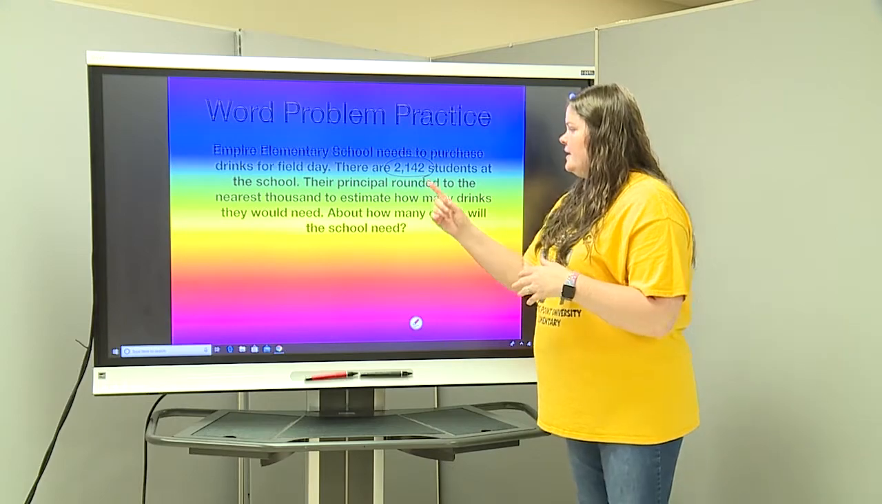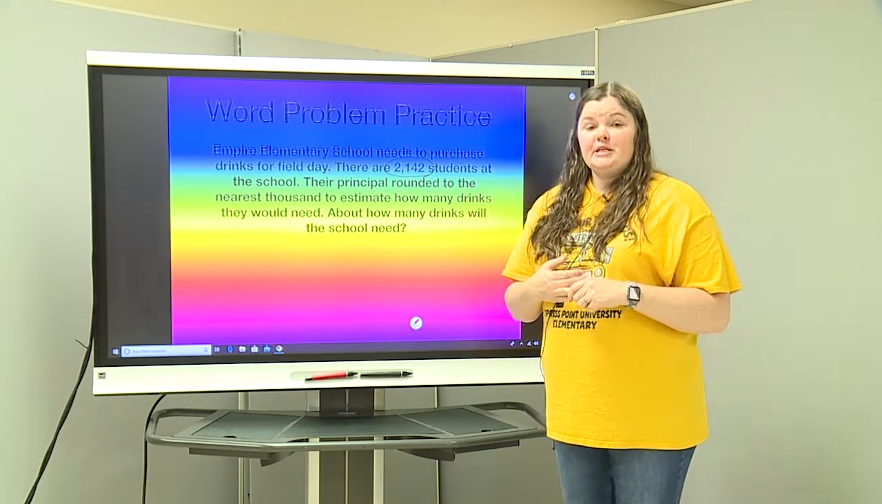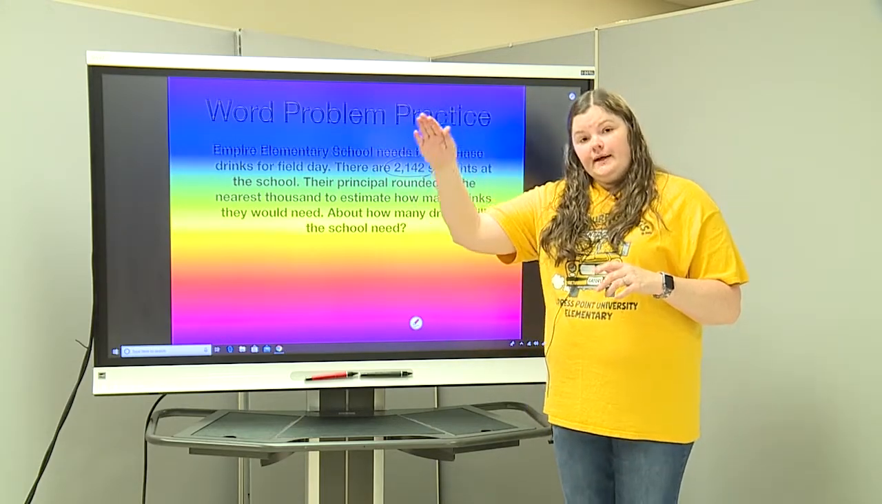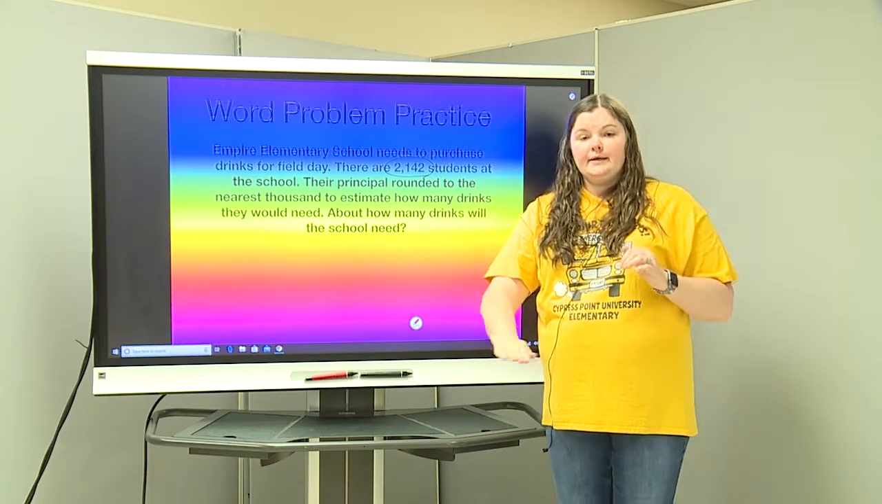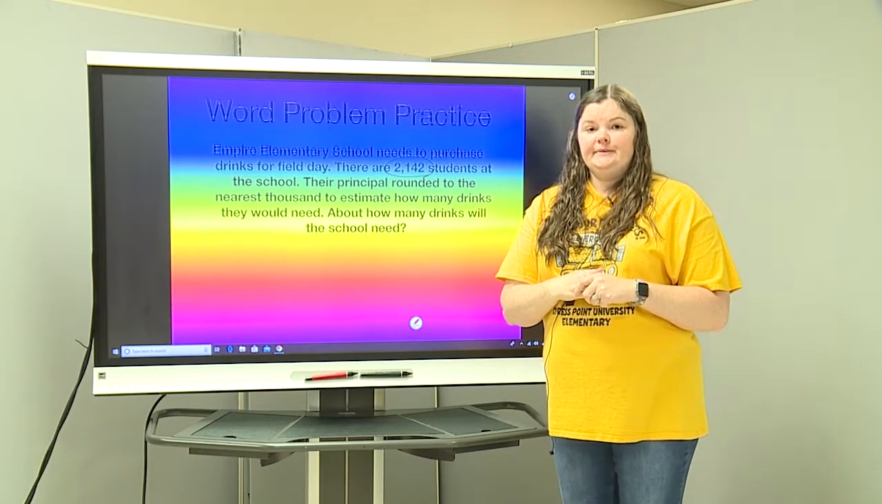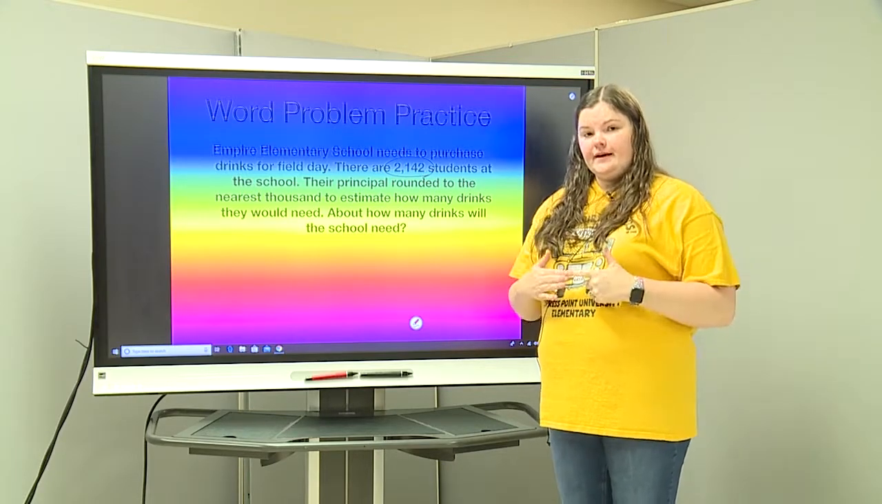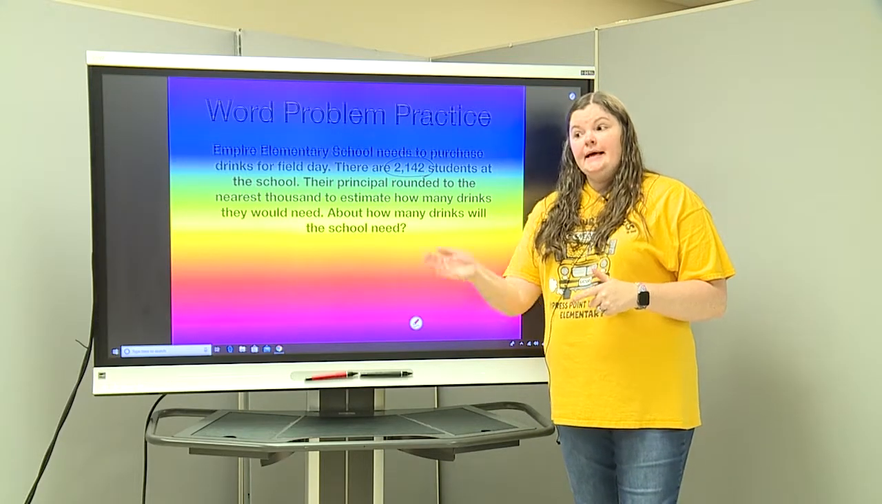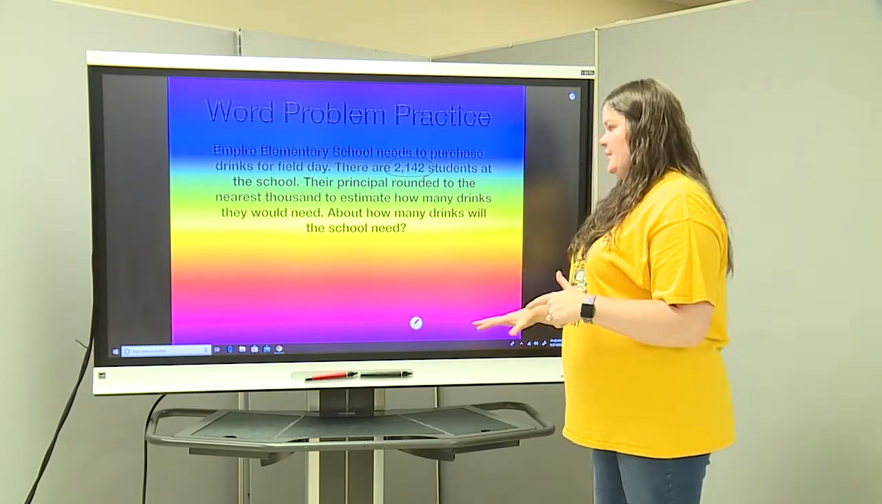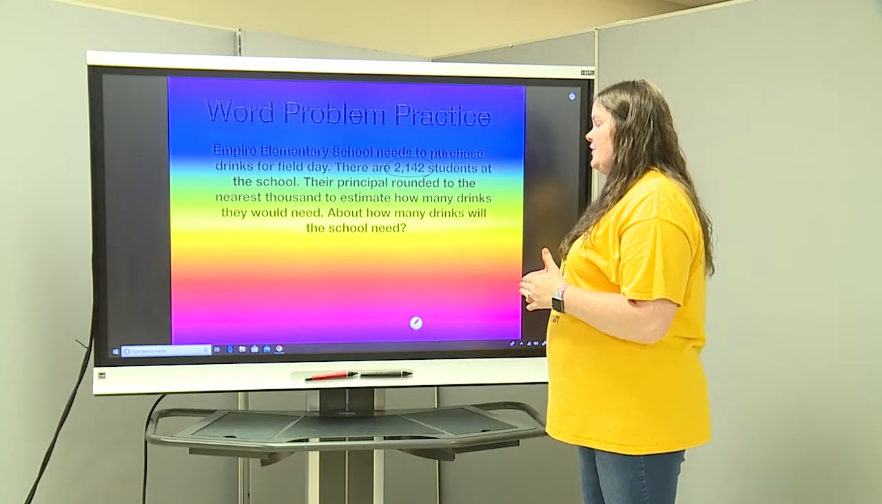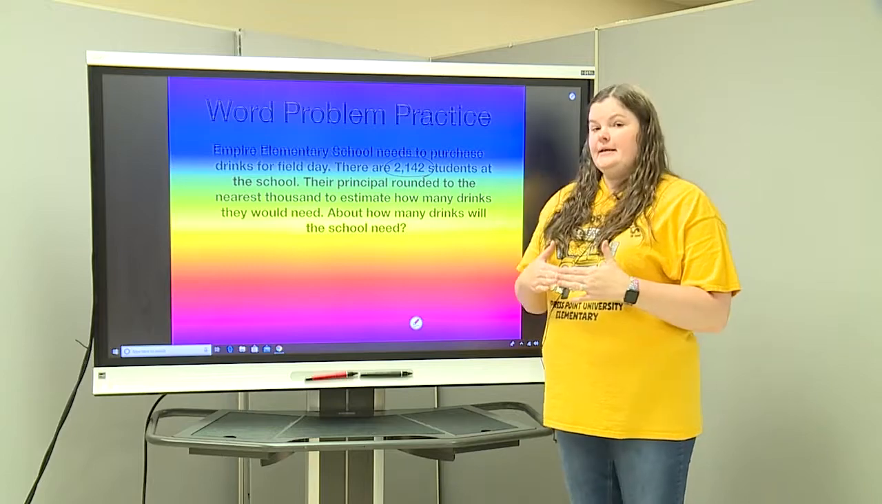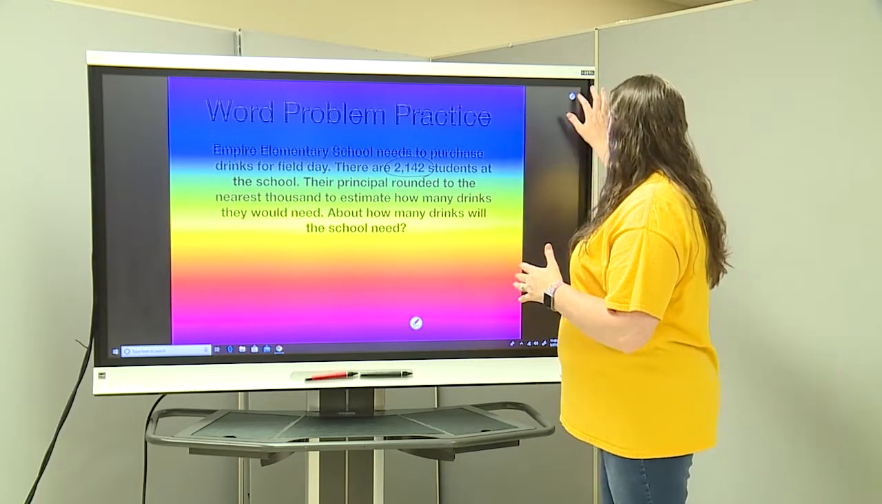That midpoint would be 2,500. So where is 2,142 going to fall? Is it going to go above 2,500 or below 2,500? It's going to go below 2,500. That means it's going to round down to about 2,000. So they would need about 2,000 drinks.